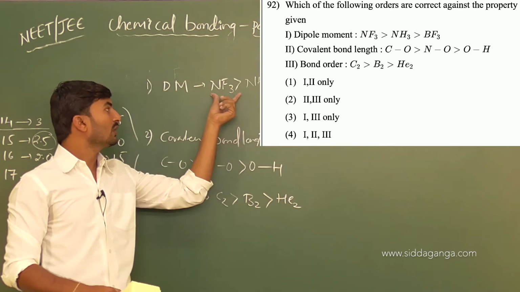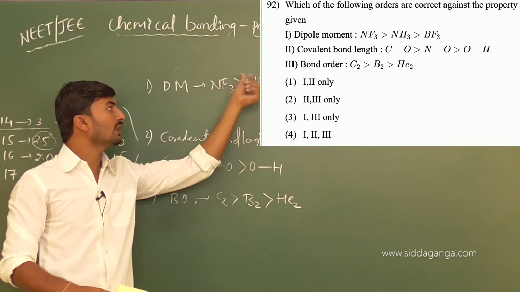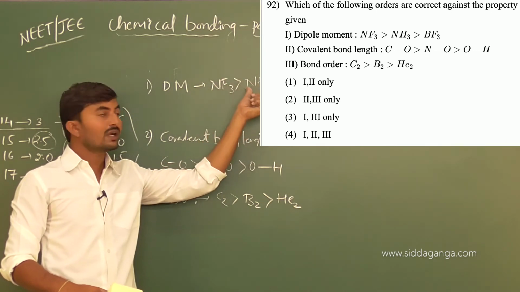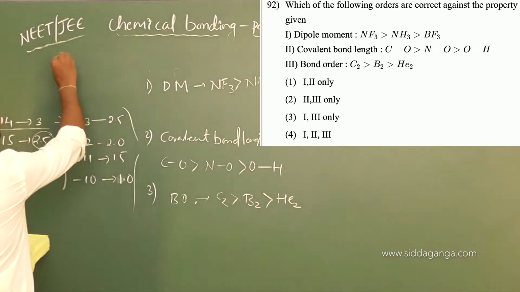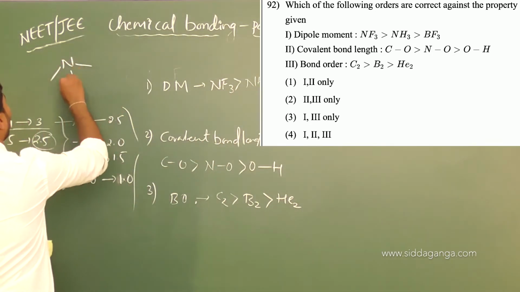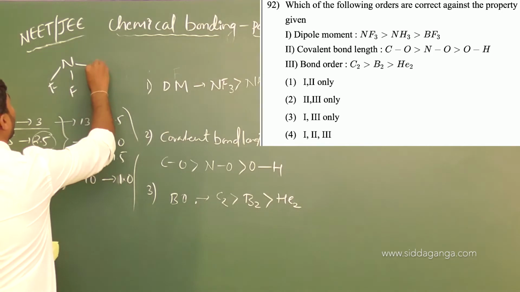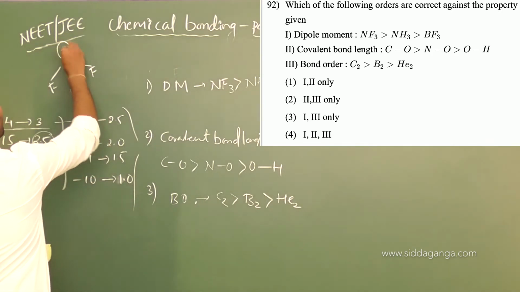According to them, they have given that NF3 molecule will have more dipole moment than NH3. We have to see whether NF3 molecule will have more bond dipole moment or not.